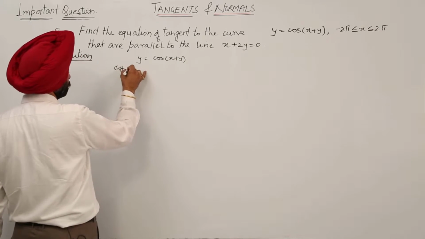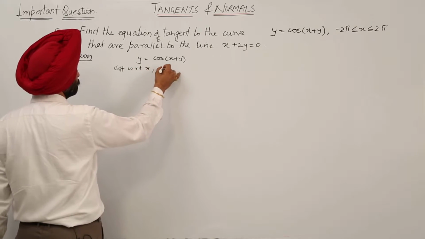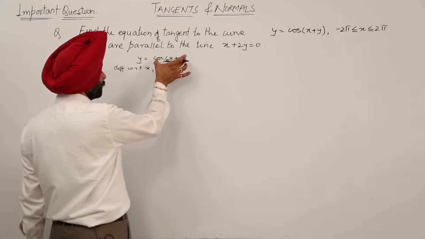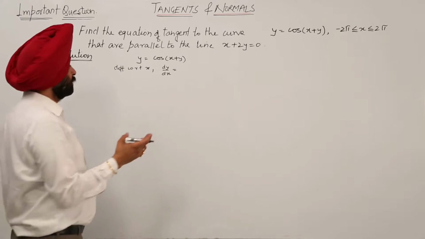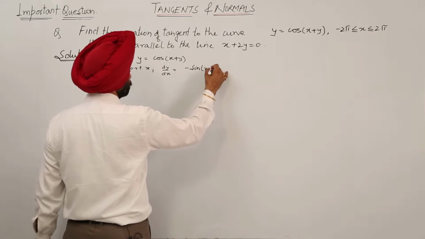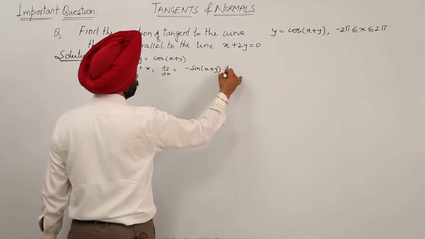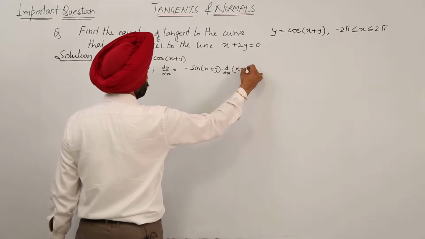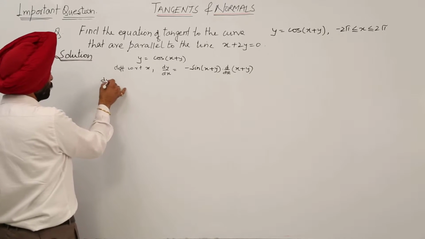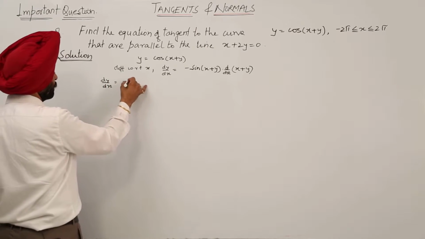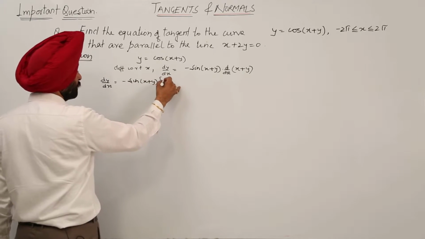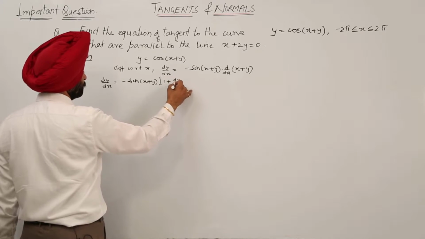Differentiating with respect to x, dy/dx is equal to, now this becomes what? Cos u. Okay, so the derivative of cos u is what? Minus sine (x + y) with d/dx of (x + y). Okay, so now what are we getting? dy/dx = -sin(x + y)(1 + dy/dx).